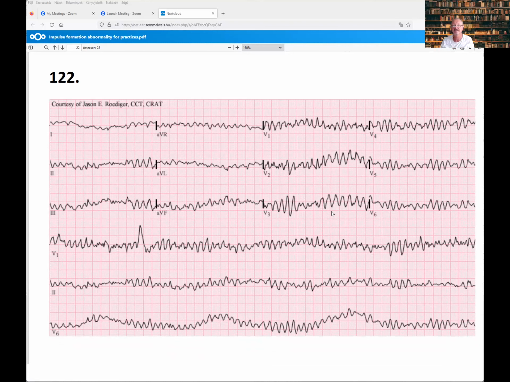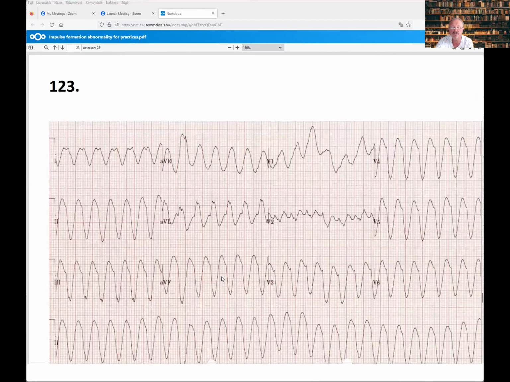122. Anybody has? That's a ventricular fibrillation. You can say that's a ventricular fibrillation. The wave is a different one, completely different. It's not the same. So it's shivering, and the cardiac output is zero. There is no cardiac output when we have ventricular fibrillation.